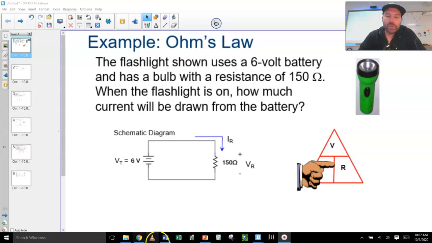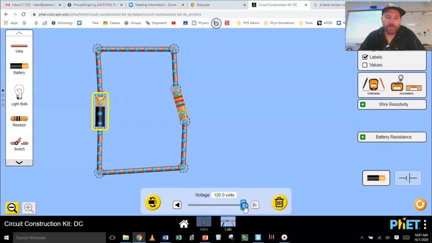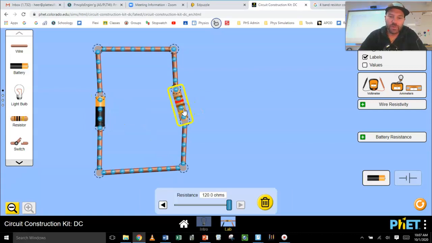We're going to be building some circuits, and I built one down here, and it doesn't look like much, but we're going to use math, knowing that this is 6 volts right here, and this is 120 ohms. Can we predict how much current is flowing through this circuit? It doesn't look like much. If you barely watch it, it's moving.